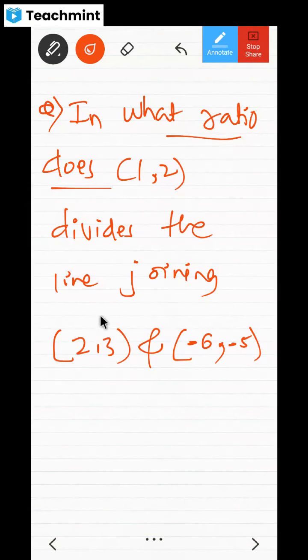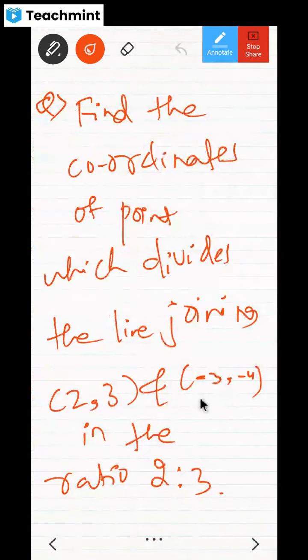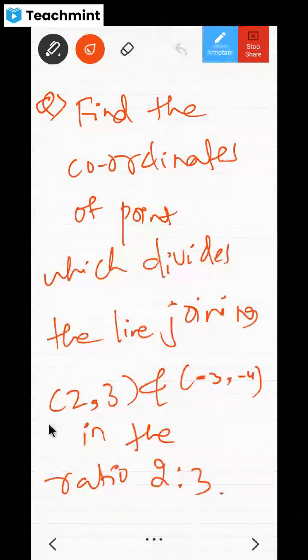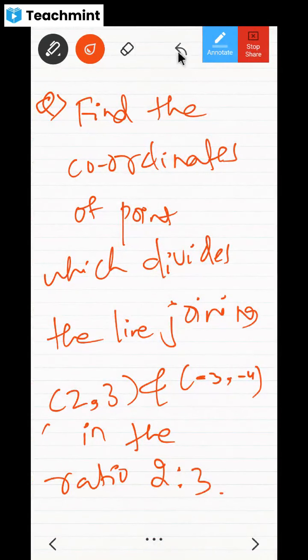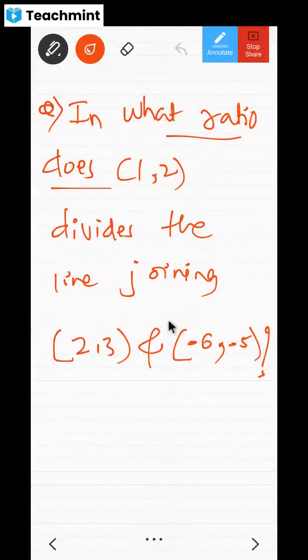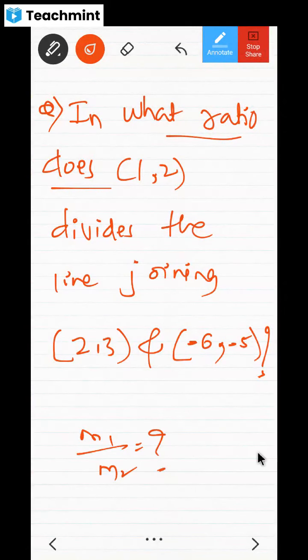Yes, sir. Please try these 2 questions immediately. This question you can easily do, and this question will give you a little difficulty. Now you have to find out m1 divided by m2. m1 divided by m2 is equal to question mark. That's what you need to find out, right, dear Sudha? Yes, sir.